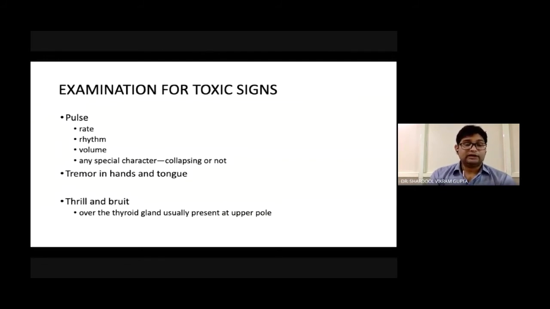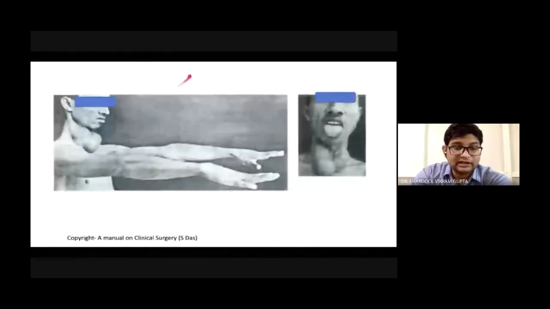And then you look for tremors in the hand and tongue. You'll ask the patient to outstretch the hand like this, and then you'll place a piece of paper and look for whether there are tremors or not. And you'll ask the patient to fold the tongue and look for fine tremors of the tongue. Then you'll look for thrill and bruit as a part of toxic examination also. This is the demonstration of looking for hand tremors as well as the tongue tremor. You can ask the patient to fold the tongue also.